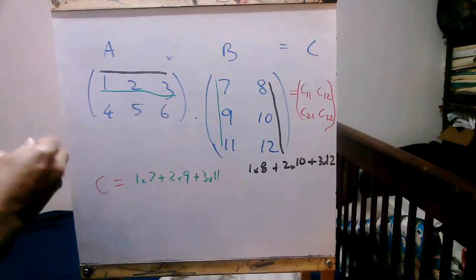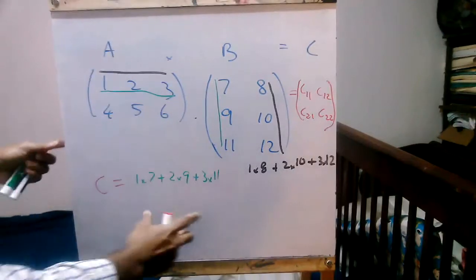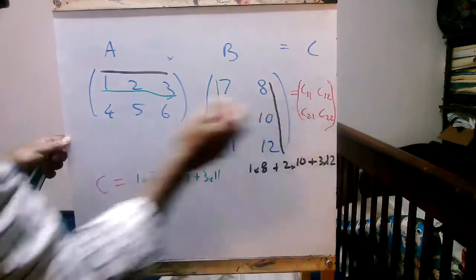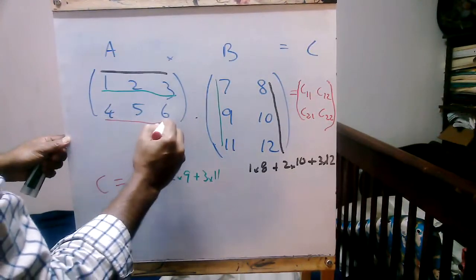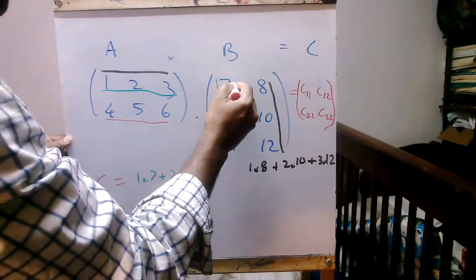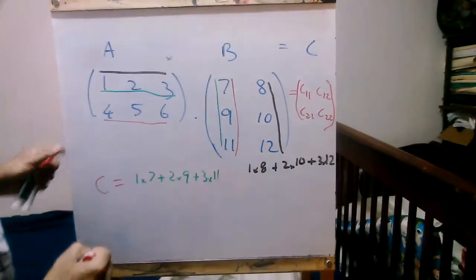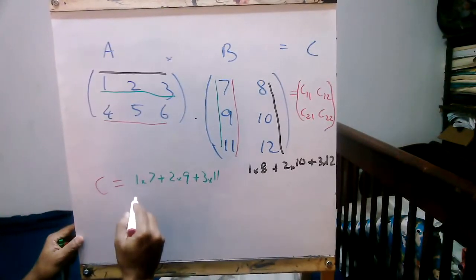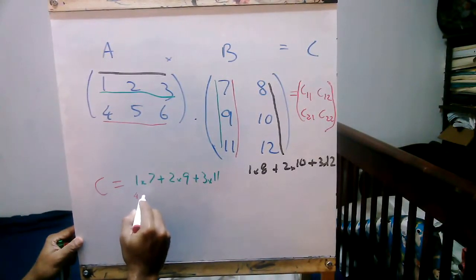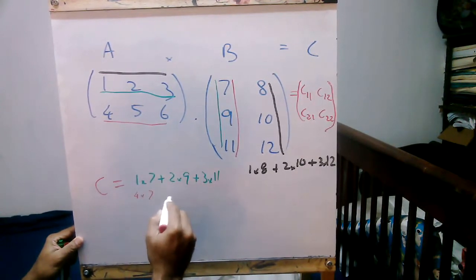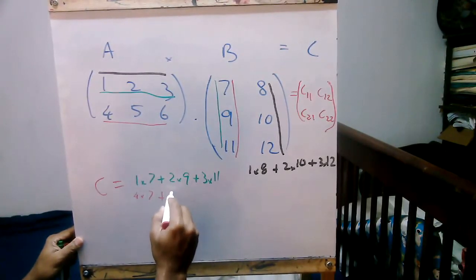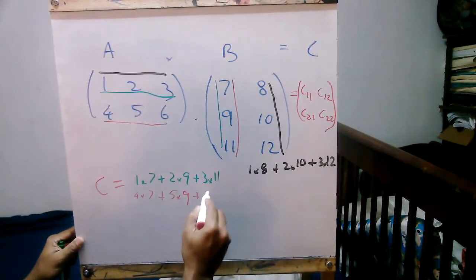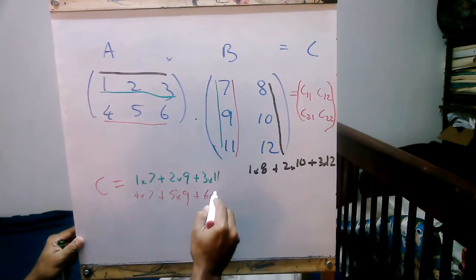Now let's use red to find this one. C21, second row, first column. Right. So I'm gonna multiply those two. 4 times 7 plus 5 times 9 plus 6 times 11.